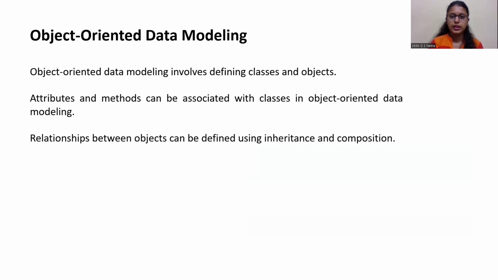Next is object-oriented data modeling. Object-oriented data modeling involves defining classes and objects. Attributes and methods can be associated with classes in object-oriented data modeling. Relationships between objects can be defined using inheritance and composition.